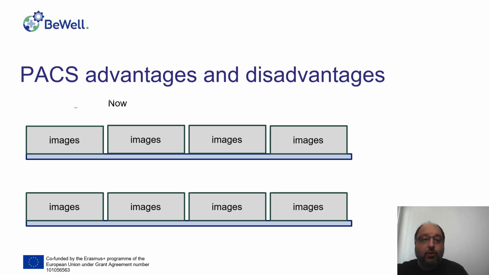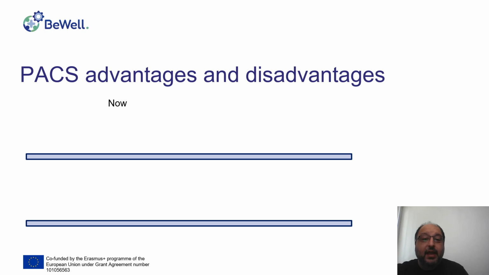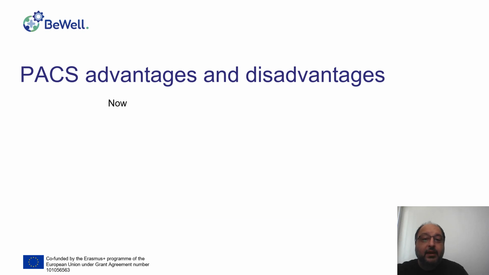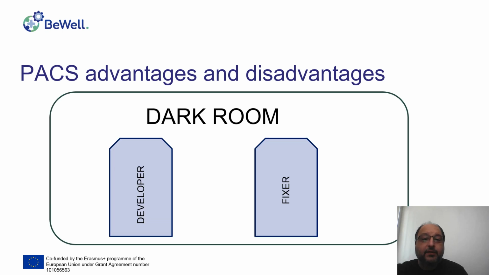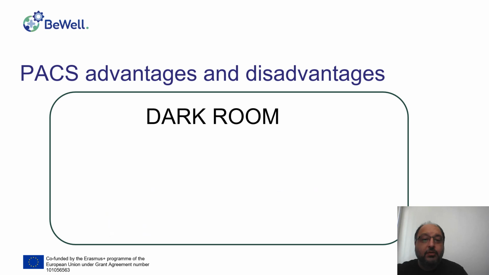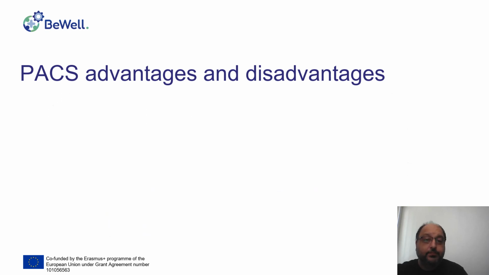No more image boxes, no more shelves, and all this space is empty and can be used for some other purposes. Also, the physical media require developer and fixer to have the images ready on film. And now there is no need for such chemicals, no need for a darkroom to process the image, so this space can be used for other things as well.